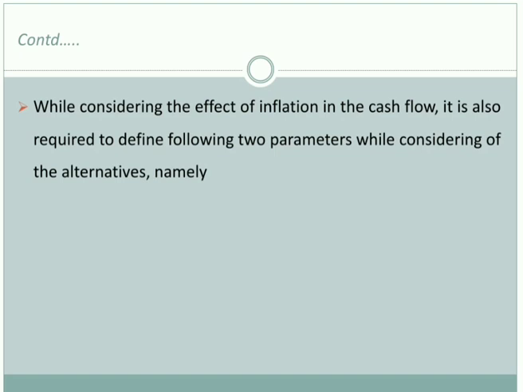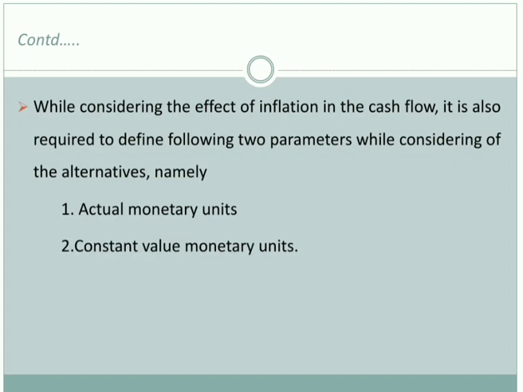So while considering the effect of inflation in the cash flow, it is also required to define the following two parameters while considering the alternatives. The two important parameters are actual monetary units and constant value monetary units. Now these are very important, and this is very nice to study because it is something new. Actual monetary units and constant value monetary units.